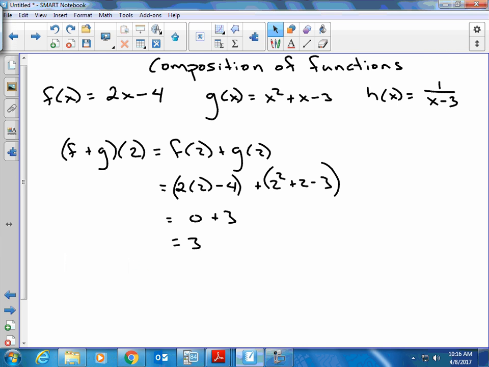Composition of functions. In the past, we've looked at function notation, and so we've learned what it means to be a function, what a function looks like, how to evaluate a function. But now the question is, what can I do with those functions? What are some of the different computations, compositions, different things I can do with functions? So that's the plan for this recording.